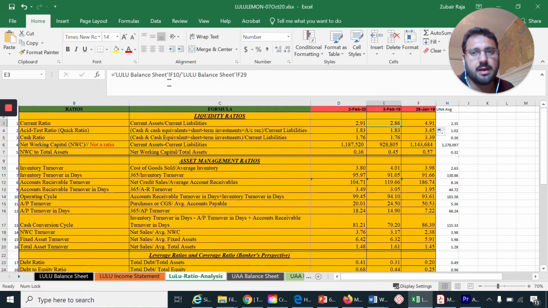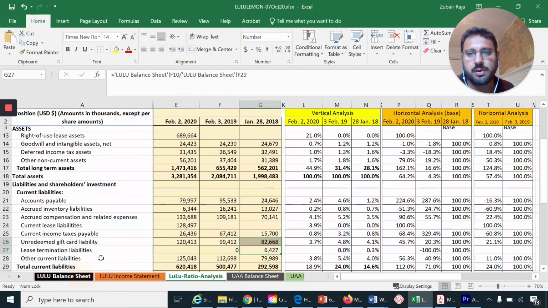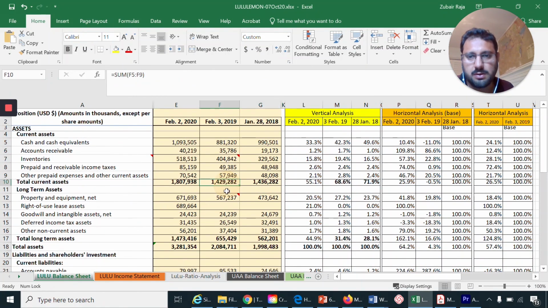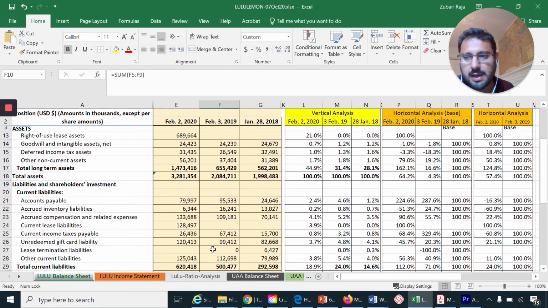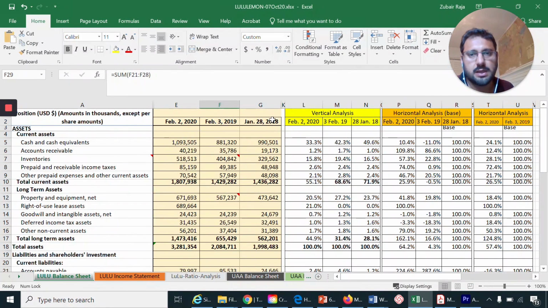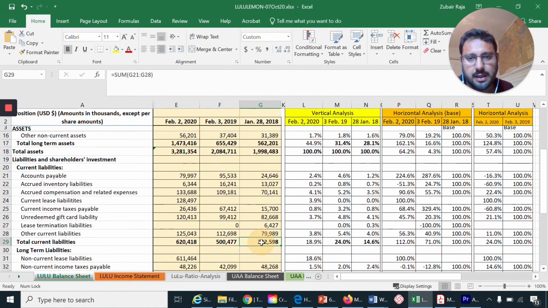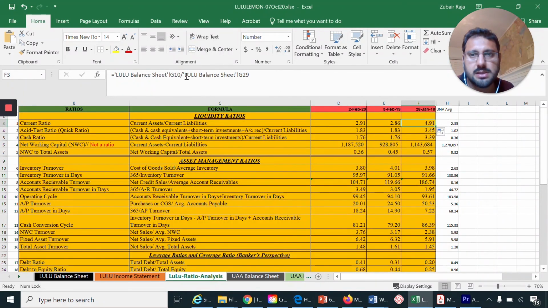So we can see over here it is coming F10 divided by F29. And likewise for fiscal year 2017, whose statement was issued on 28th January 2018 for Lululemon, it should be G10 divided by G29. And we can see over here this is G10 divided by G29. So simply I did the calculation for one and dragged it over the other cell, and the calculation appeared over here. I have done similar things for the other ratios under the heading of the liquidity ratios.